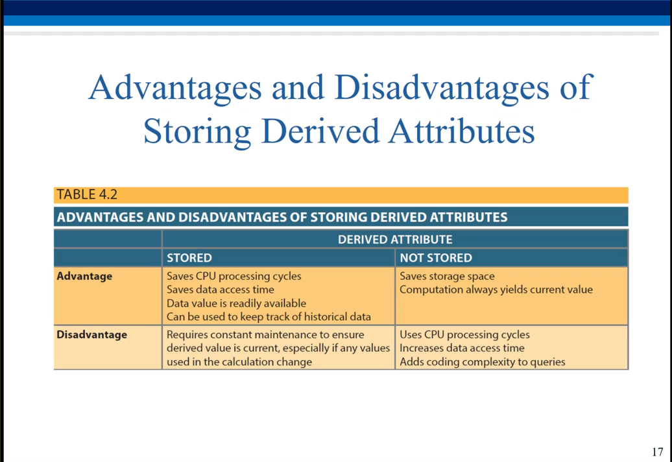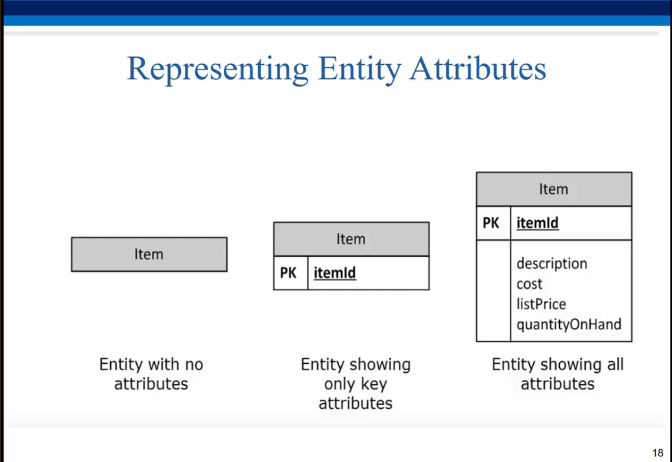If you don't store it, then obviously it saves storage space in here. And then the computation is always going to yield a correct value. So for instance, if a person's date of birth was in the system wrong and you change the date of birth, it may not automatically recalculate that. So you have to take that into account. So those are the disadvantages: it requires constant maintenance in here, uses CPU cycles, and increases data access time. Again, CPUs are so powerful that it really is not an issue to do it. Again, there's no right way or wrong way to do it in here.